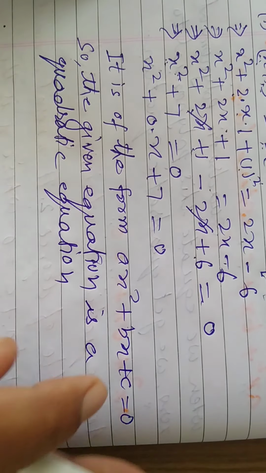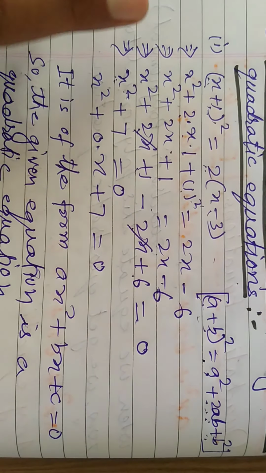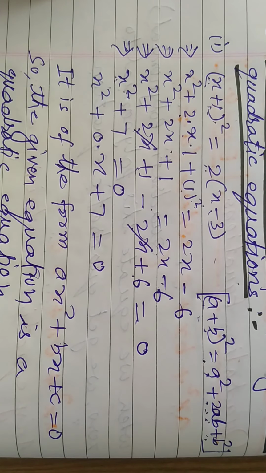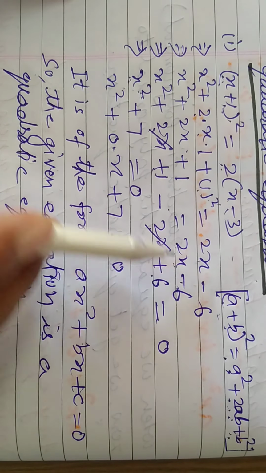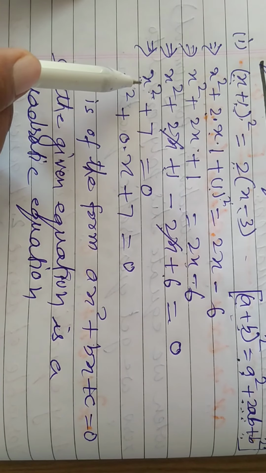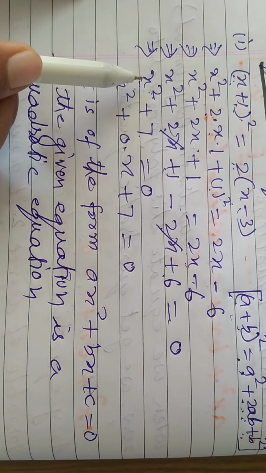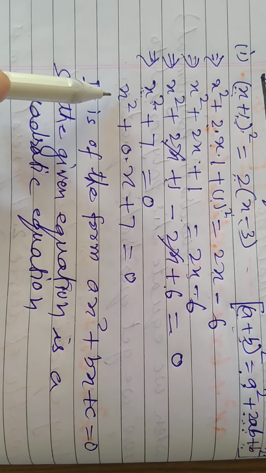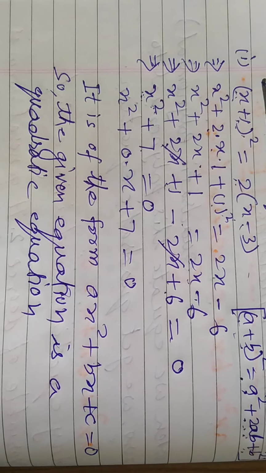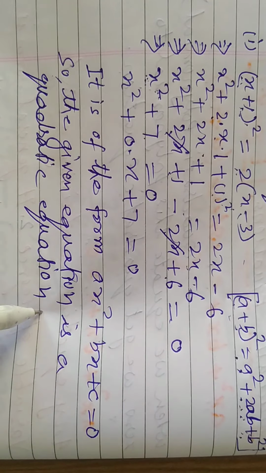This way, the first question is completed. So what you have seen, after solution, whenever you see x square plus 7, meaning any variable's power is 2, it means that this is a quadratic equation. Okay. You have to solve this way.